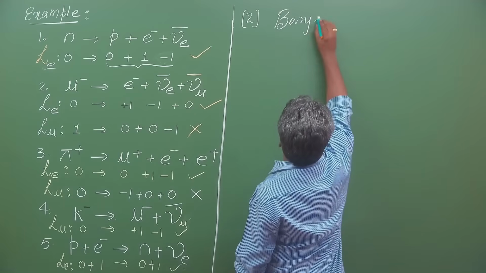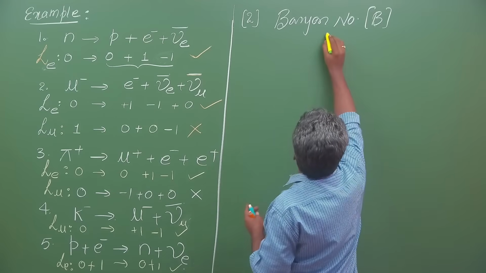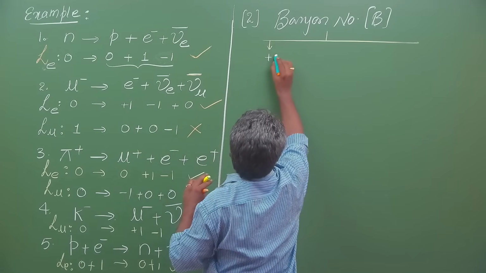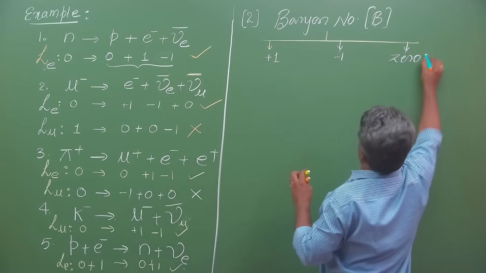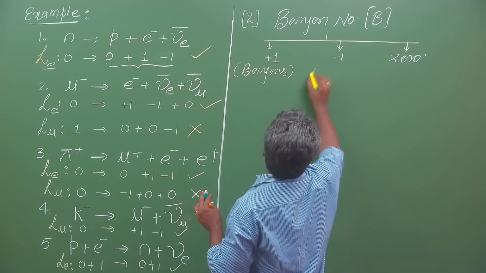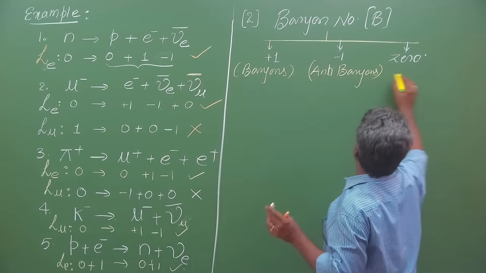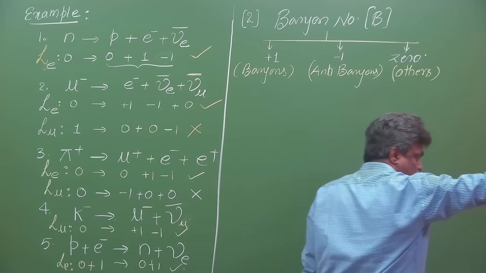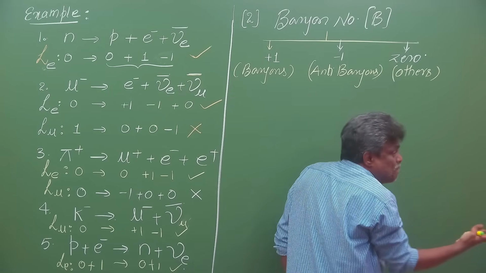Second one, baryon number. Listen, baryon number is represented by B. This is also defined as either plus 1, minus 1, or 0. Plus 1 for baryons, minus 1 for anti-baryons, and 0 for others. Other than baryons, what do you have?